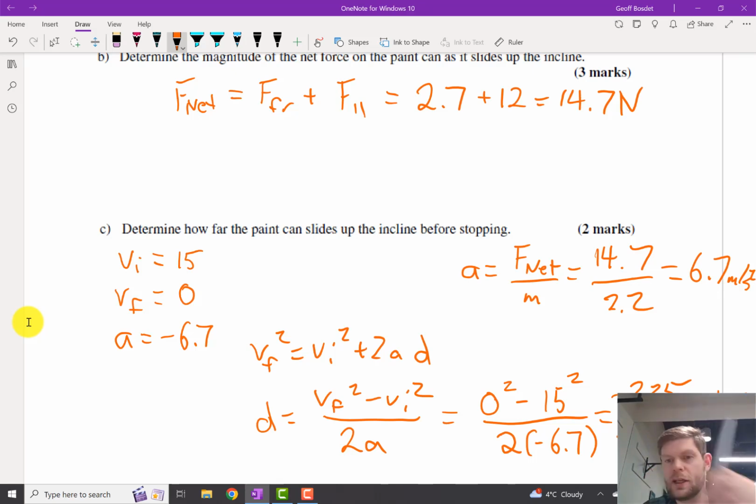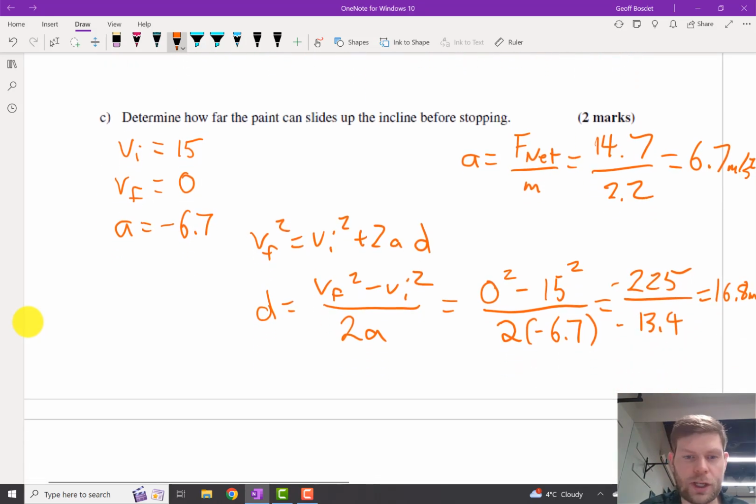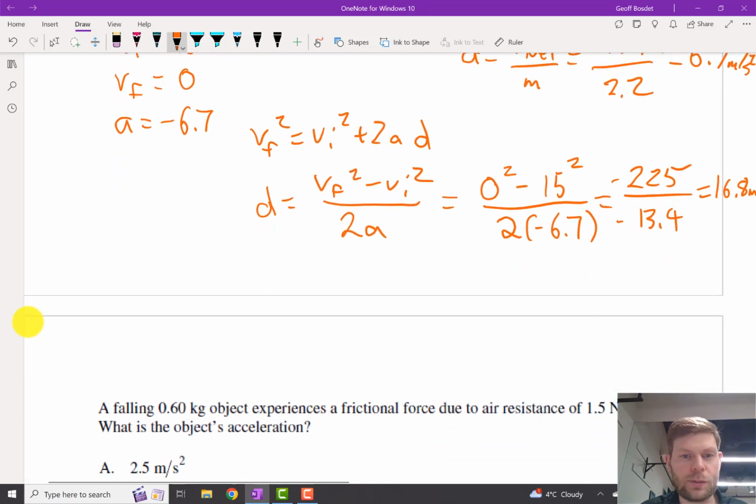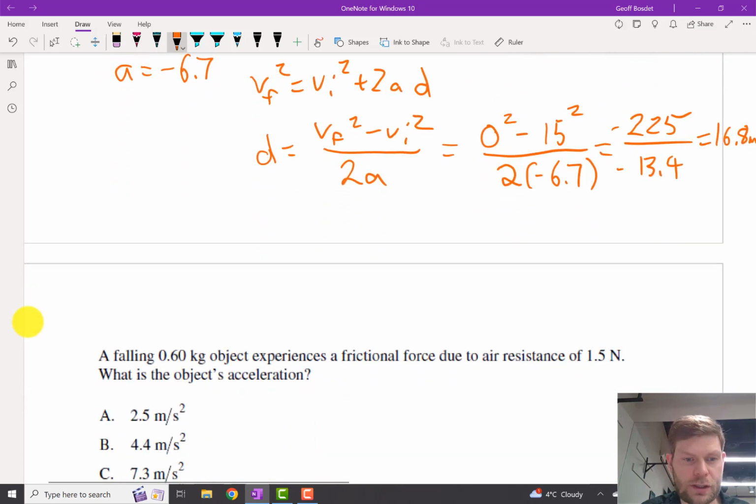Should go up 16.8 meters, assuming I haven't screwed up anything. Entirely possible I occasionally screw something up. Check with the answer key. I'm doing this in my head, but the method should be correct.